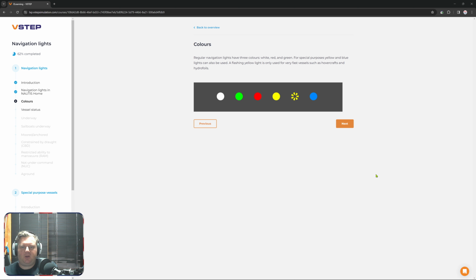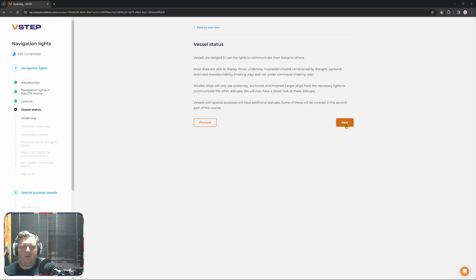Regular navigation lights have three colours, red, white and green. For special purposes, yellow and blue lights can also be used. A flashing yellow light is only used for very fast vessels such as hovercraft and hydrofoils. Vessels are obliged to use the lights to communicate their status to others.